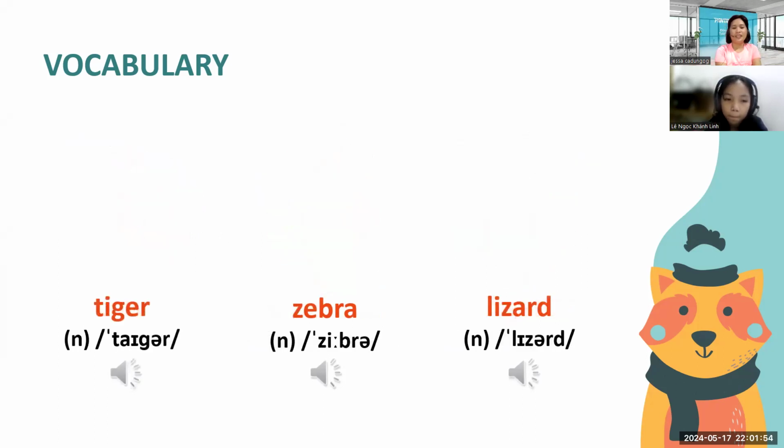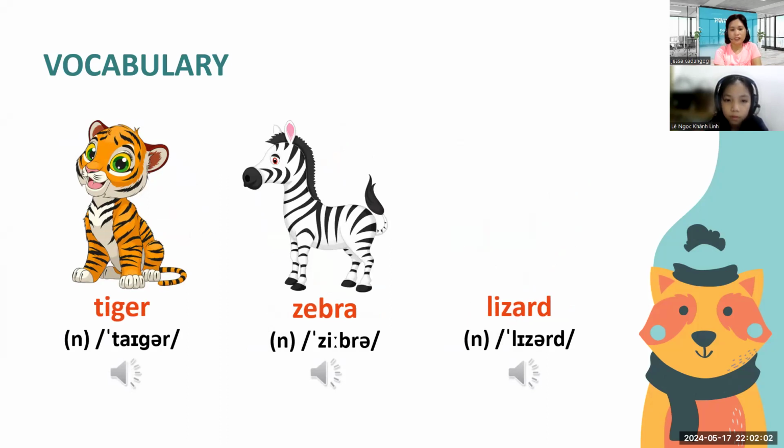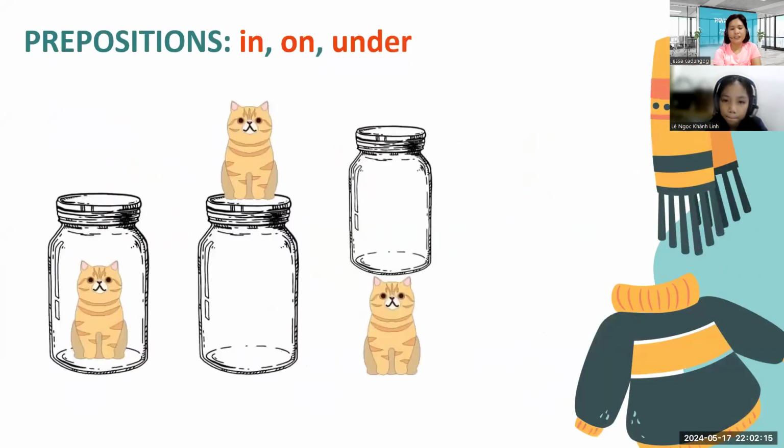Next, Lynn, what's this? Tiger. Next, zebra. And lizard. Okay, lizard. Now here, Lynn, I have prepositions.